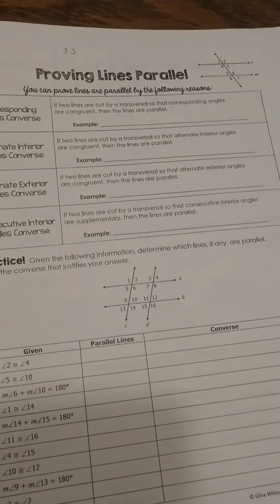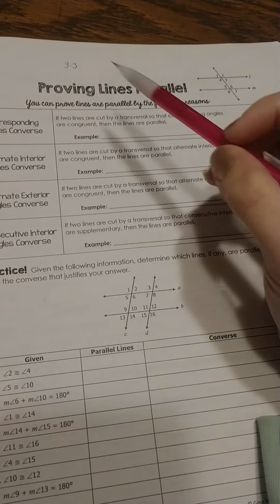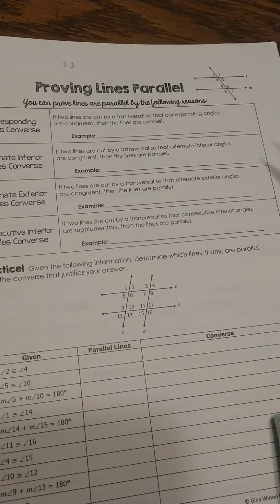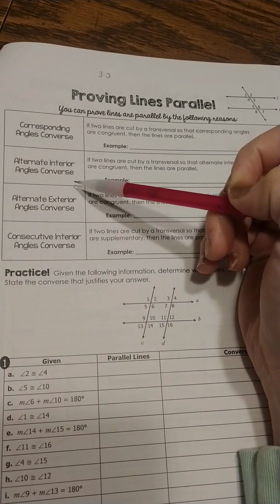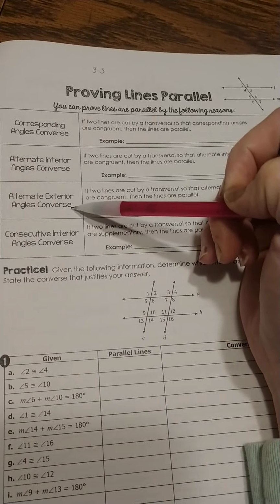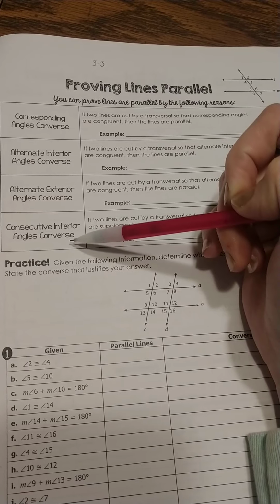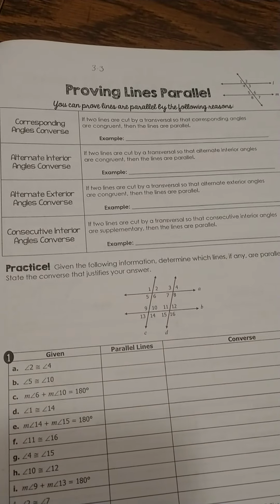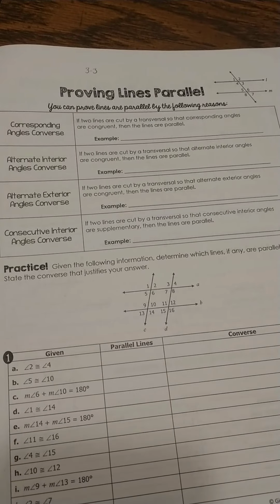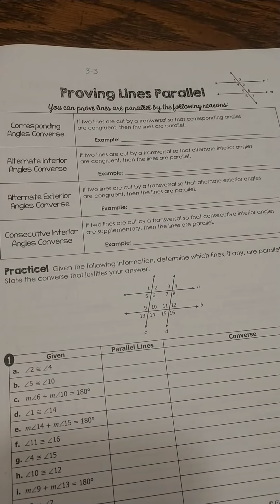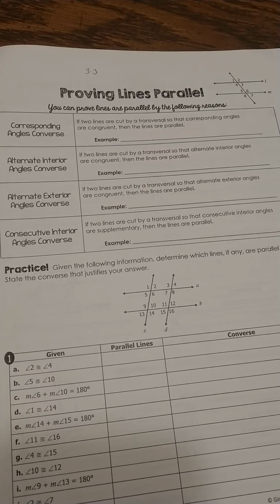They have not fully gone away. And you can prove lines parallel by the following reasons. So you've got corresponding angles converse, you've got alternate interior angles converse, your alternate exterior angles converse, and your consecutive interiors converse. If you remember in chapter 2, we dealt with converses. We dealt with our conditional, converse, inverse, and contrapositive. And all your converse is, it flips your statement.